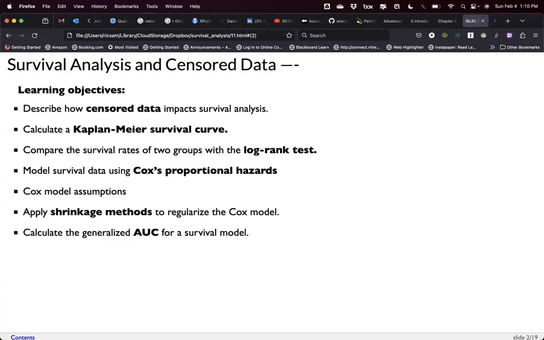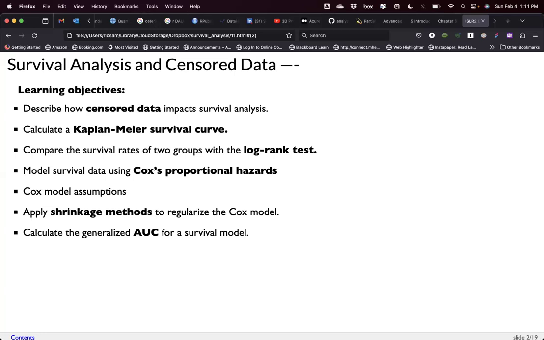In the chapter, the learning objectives start with how we describe what is called censored data, which is a terminology that is fundamental to understand survival analysis, or in more general terms, what is called time to event analysis. You'll see that survival analysis comes from the health domain. Time to event is a more generalized concept from survival analysis, but it's the same thing.